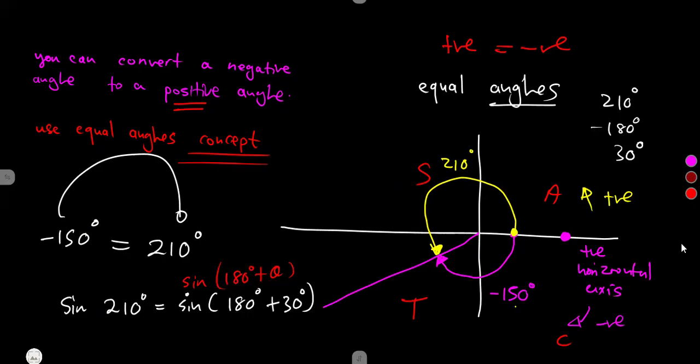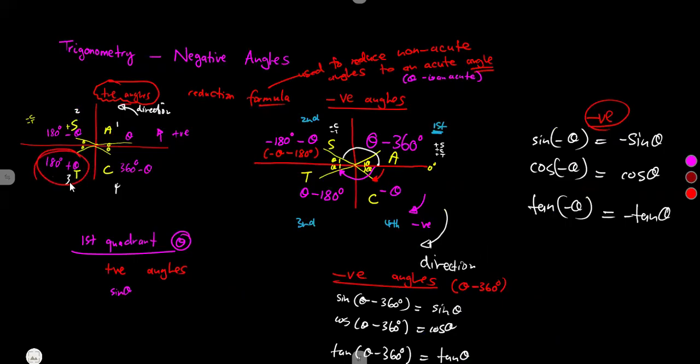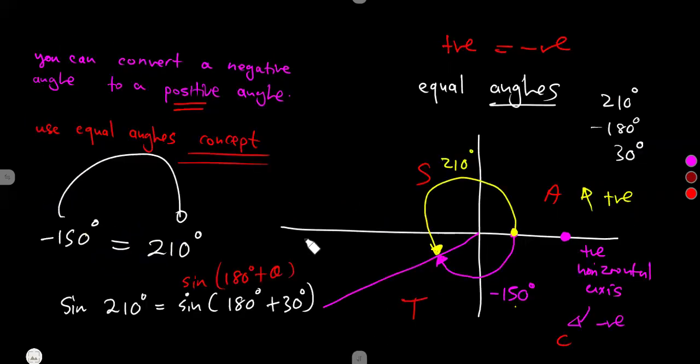Let's go back here. 180 plus theta, yeah. It's a positive angle, that one. The concept is still the same. It lies in the third quadrant, where tan only is positive. So it means the sine is negative. So our sine here was supposed to be negative sine of theta. Remember theta, it's an acute angle.